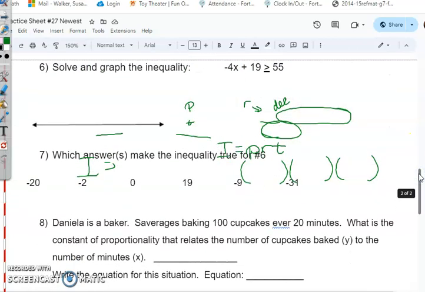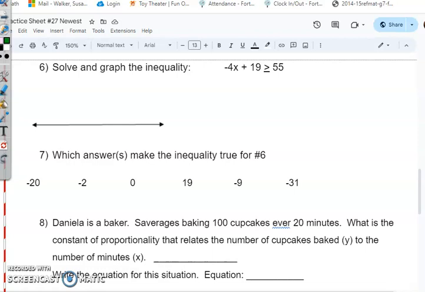Number 6, solve and graph the inequality. So on number 6, I'm not going to solve this for you. You're going to do it alone. But what I will tell you is I can tell right here I'm going to be dividing by a negative. That means I flip the symbol. Do that first, okay? The X is on the correct side. I also need you to graph it. Make sure you have the right dot for that, okay?